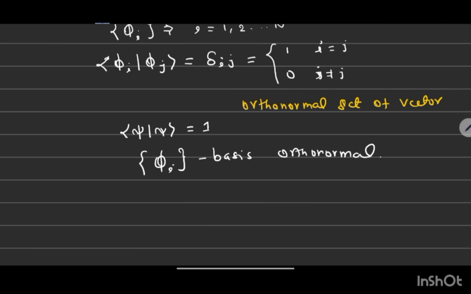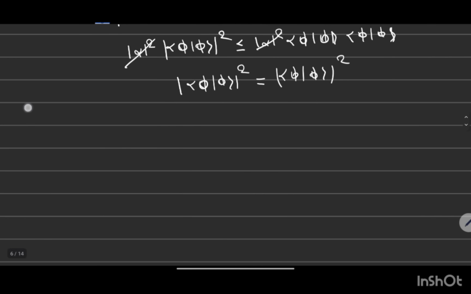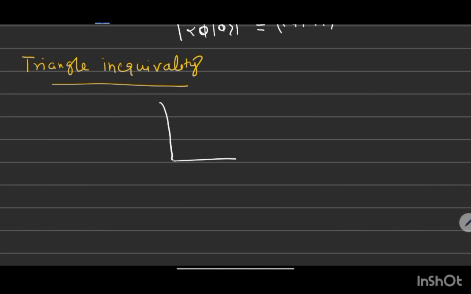We also have another kind of inequality in Hilbert space called the triangle inequality. This is much like the Euclidean space triangle inequality. So if you have a triangle of this kind, one side is A, the other side is B, and the third side is A plus B, and if you take the length of the third side, which is mod A plus B, it is always less than or equal to the length of side A plus the length of side B.